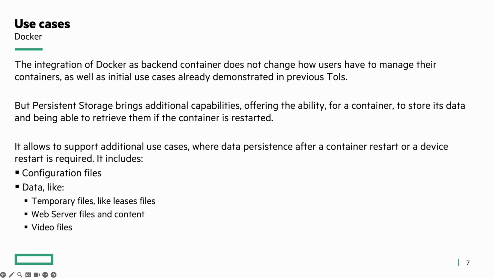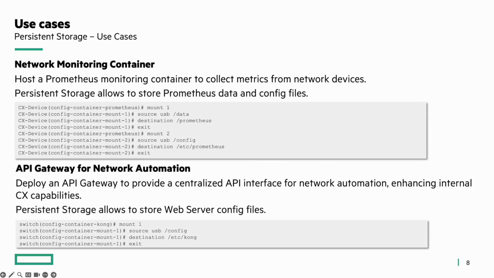It includes the following types of files: the configuration files of the container, for example, but also some data, like temporary files such as lease files when we have a DHCP server hosted on the container, some web server files and content, and also some video files. In the following slides, we will see some use cases where persistent storage brings additional value. For each use case, you will have the CLI snippet showing how persistent storage can be configured and the additional value that it brings.